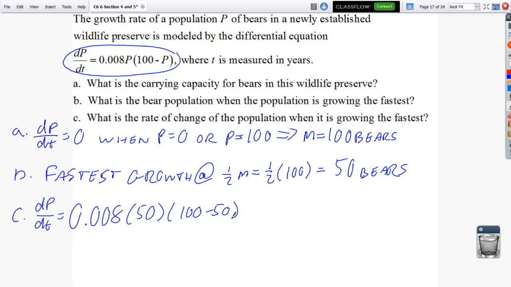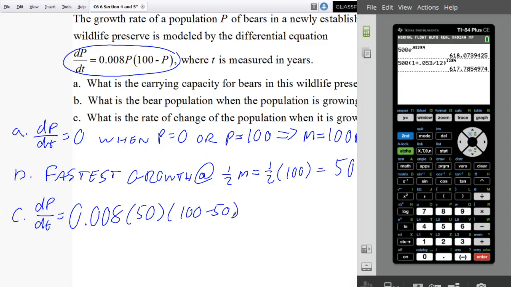I don't really know the answer to this one. Might have to use my calculator. Hold on one second, let me get it. Okay, so 0.008 times 50 times 50 is 20. It looks like I'm going to have 20 as my growth rate.